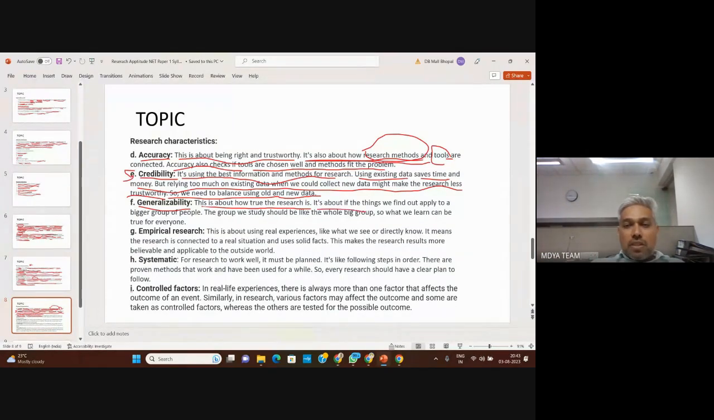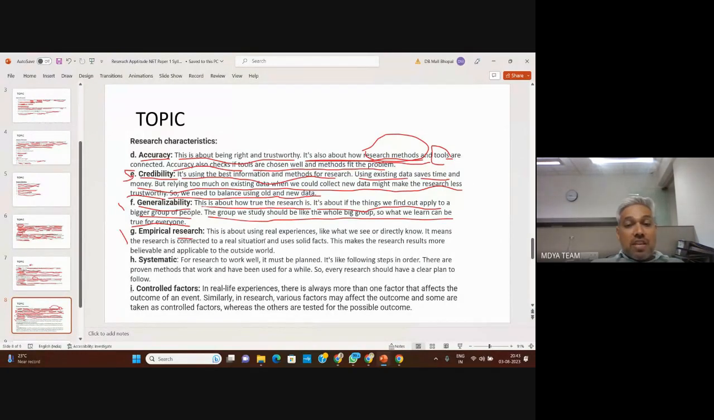It is about whether the things we find out apply to a bigger group of people. The group we study should be like the whole big group, so what we learn is true for everyone. This is what generalizability is about. This is the sixth characteristic. Now the seventh characteristic is empirical research.